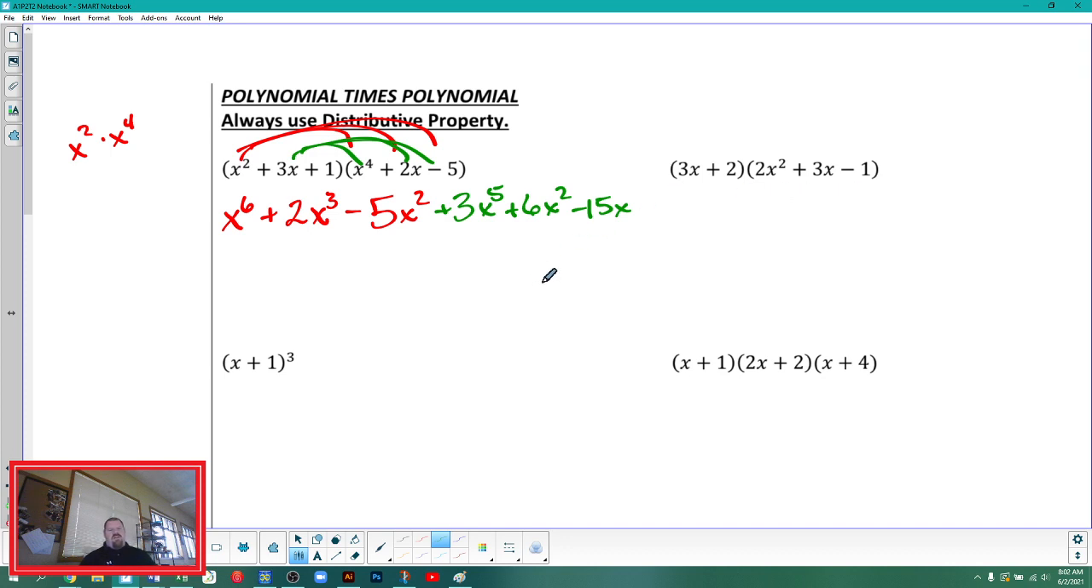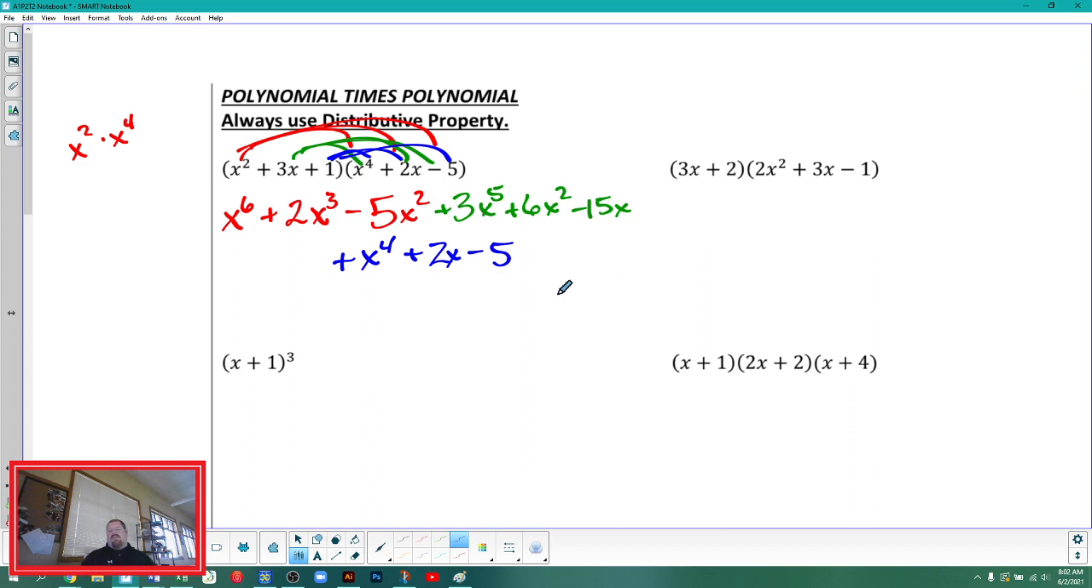I'm going to run into this other problem, but I'll move it around in just a second and make it work out a little bit better. Actually, no, I'm just going to kind of tab down and do the last one down below. But I'm taking 1 and multiplying it by all 3 of these. That's not too bad. That just turns into 1 times x to the 4th is x to the 4th. 1 times 2x is 2x. And 1 times negative 5 is negative 5. So that's what this turns into.